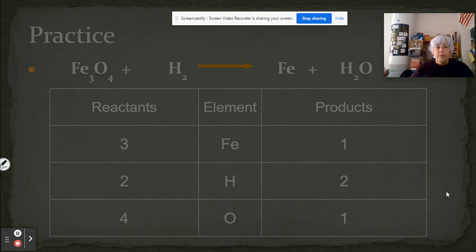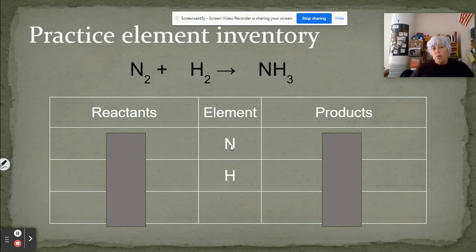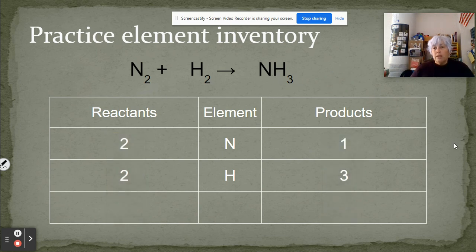Let's try another one. In your notebook, if you don't want to write down the equation, at least list nitrogen and hydrogen. How many of each are on the reactant side and how many of each are on the product side? Do you see by listing those underneath the arrow, it really keeps things organized. So pause it and figure that out. Hopefully you got 2 and 2, and then over here it's 1 and 3, right?